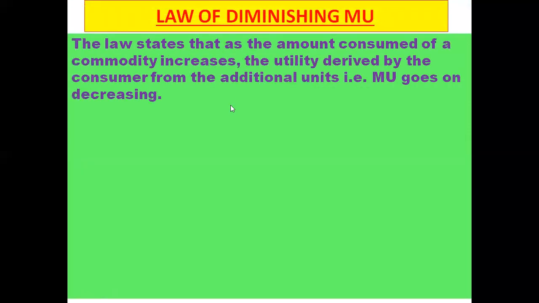Now, what is law of diminishing marginal utility? The law states that as the amount consumed of a commodity increases, the utility derived by the consumer from the additional units, that is MU, goes on decreasing. Because as more and more quantity of the commodity is consumed, the intensity of desire decreases. That is, the utility derived from the additional unit decreases.